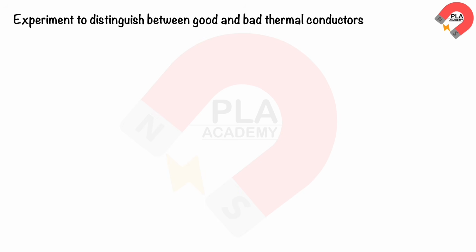An experiment to distinguish between good and bad thermal conductors. Metals are better conductors of heat than non-metals. However, some metals are much better conductors than others. In this investigation, the thermal conductivity of 4 metals is compared, and the metals can then be placed in order from the best conductor of heat to the poorest.